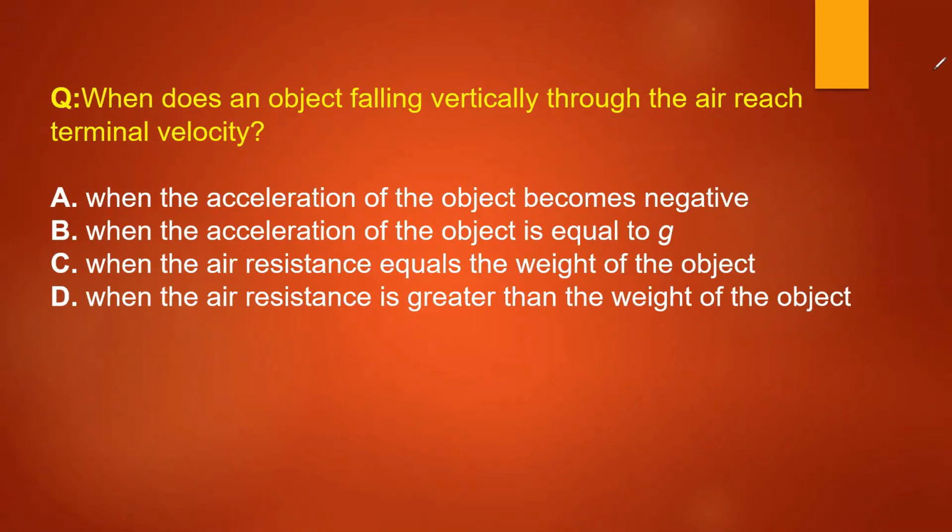So the first option, when the acceleration of the object becomes negative, so in that case, there will be a resultant force. So that is not possible. When the acceleration of the object is equal to g, then no air resistance is acting at that time. When the air resistance equals the weight of the object, that's the correct option because at that time, objects start moving with the terminal velocity.